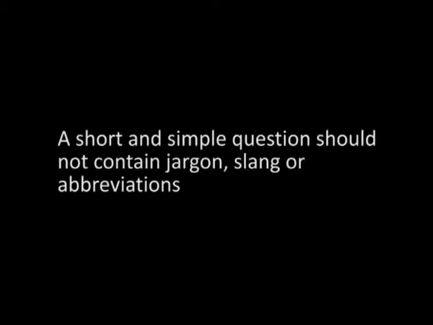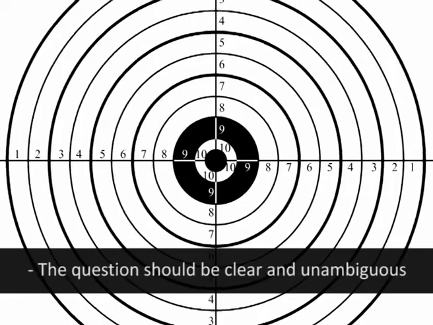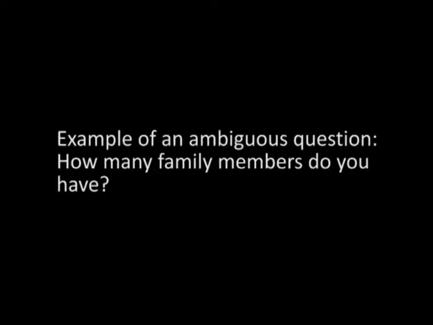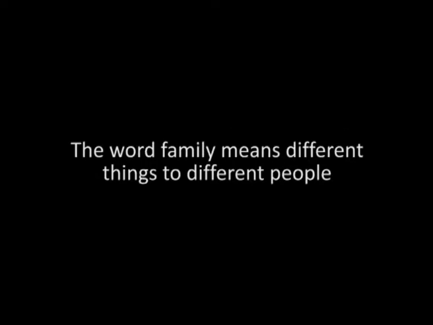A short and simple question should not contain jargon, slang, or abbreviations. The question should be clear and unambiguous. There should be no room for misunderstanding on the part of the respondent as to the meaning of the question. The researcher should also understand the answer in the same way as meant by the respondent. Example of an ambiguous question: How many family members do you have? The word family means different things to different people.